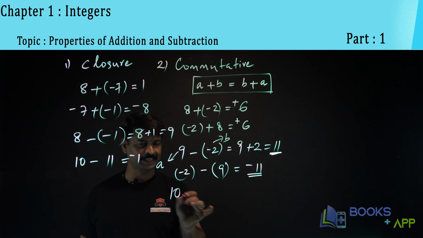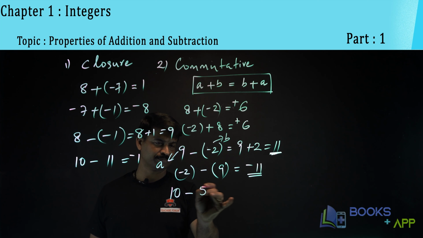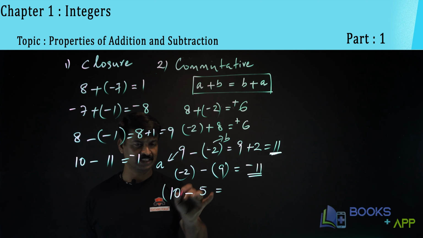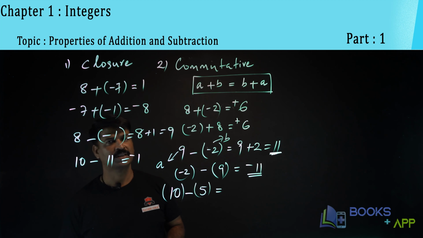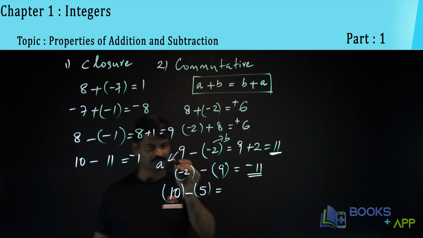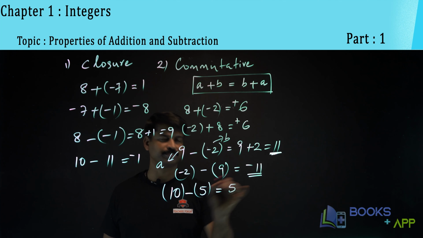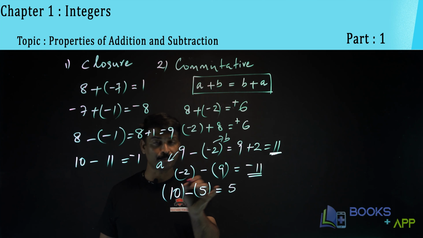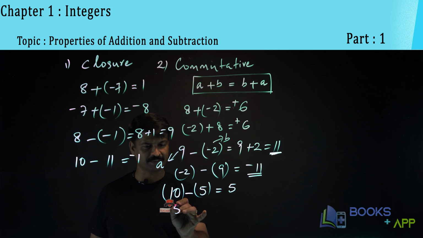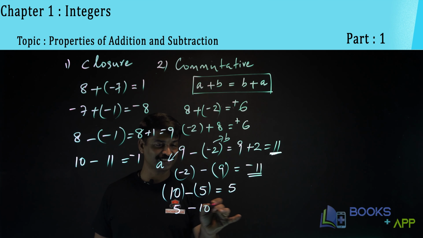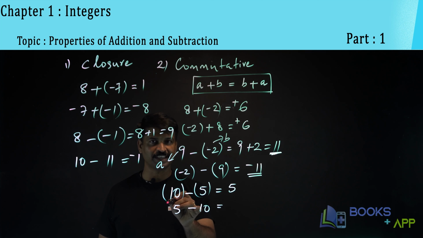What is 10 minus 5? We have taken two integers. One is 10, one is 5. When you subtract, what is the answer? Yes, 10 minus 5 is 5. This is a minus b. Now let us find what is b minus a. Let us find 5 minus 10. What is the answer? Here what we did? One is a positive number, one is a negative number. Take the difference, put the symbol of the greater number. So 10 minus 5 is 5.